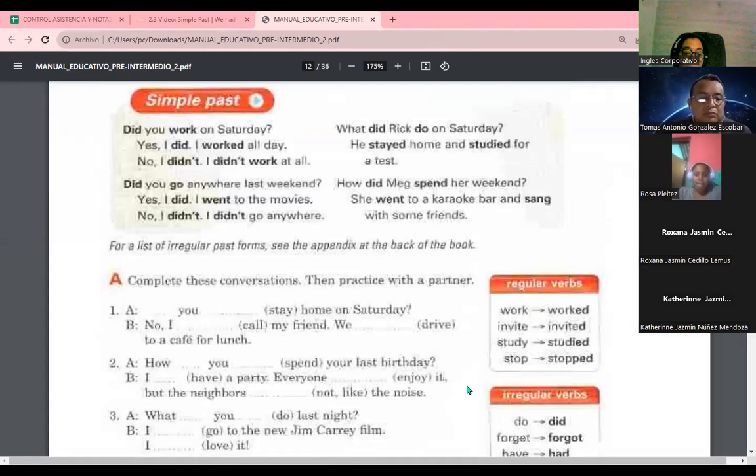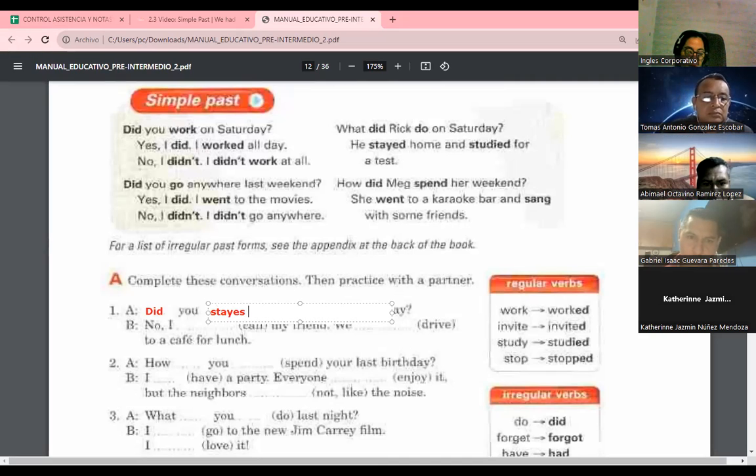Muy bien. El verbo porque ya no va en pasado, ¿quién me dice? What is the verb not is in past? The auxiliary did convert the verb in past. Yes, excellent. Muy bien. Did you become in a verb? Sorry. Stay. No, I didn't call my friend.